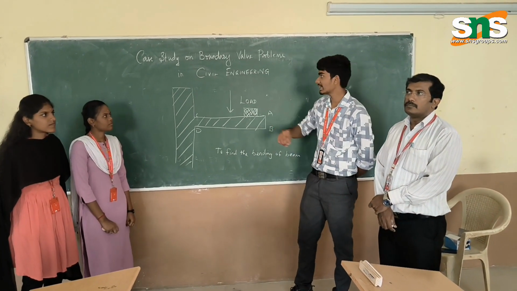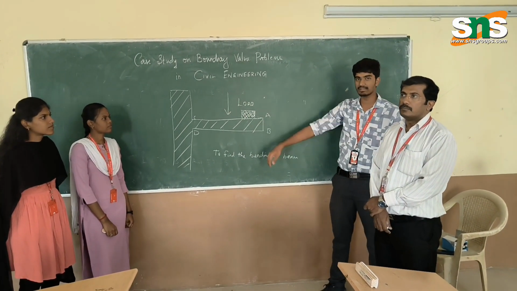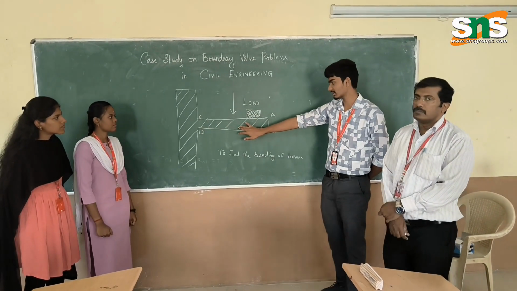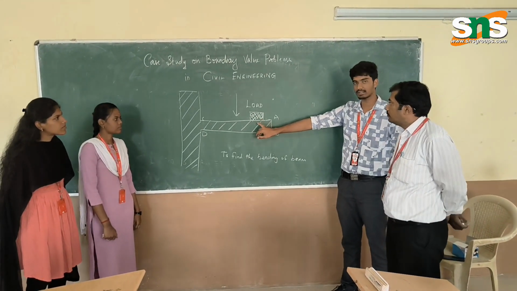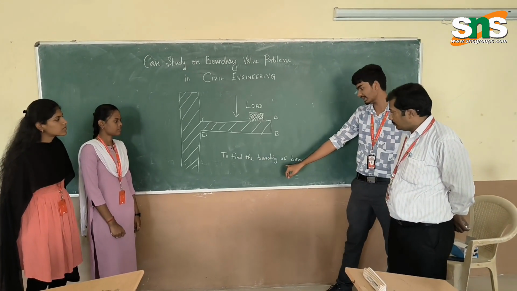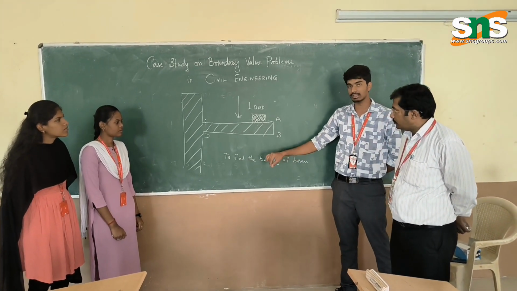Today we are going to see a case study on boundary value problems in civil engineering. When there is a vertical column attached to a horizontal beam and a load is applied on the horizontal beam, bending occurs in the beam. So civil engineers want to find the bending of the beam, and they use mathematics.